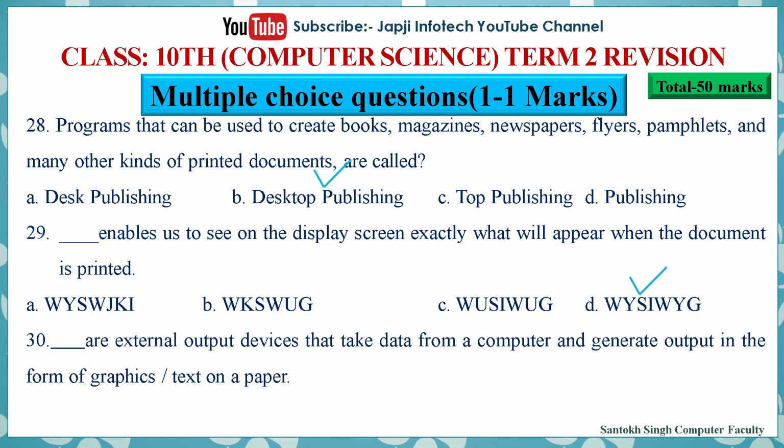And 30th question is, dash are external output devices that take data from a computer and generate output in the form of graphics or text on paper. And the options are frames, printers, font, and the last one is plotters. And the right answer is printers are external output devices that take data from a computer and generate output in the form of graphics or text on paper.